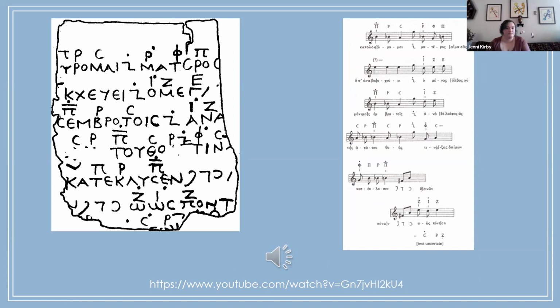So that is the fragment that we have from Euripides' Orestes.